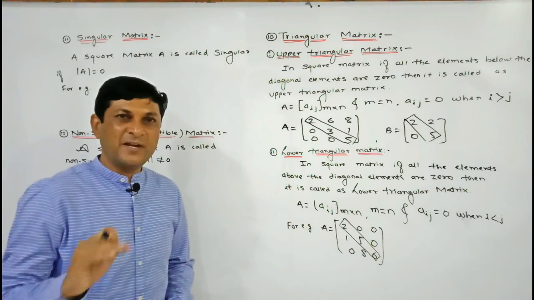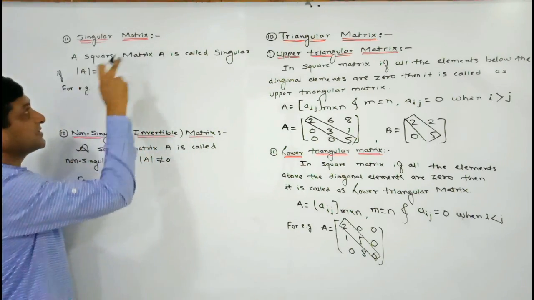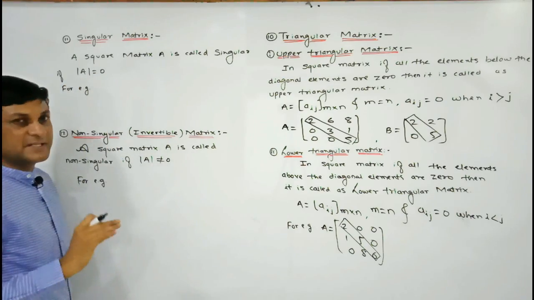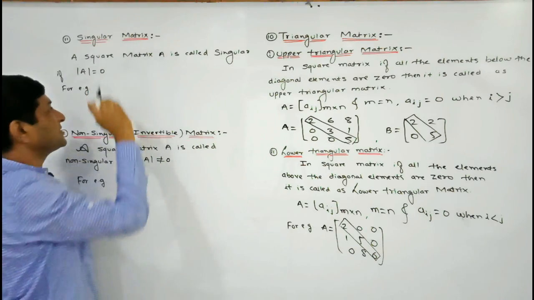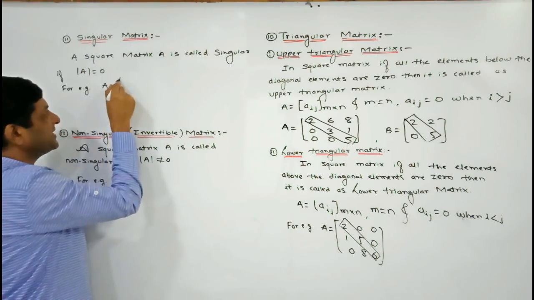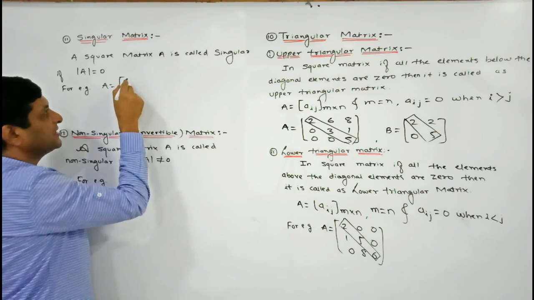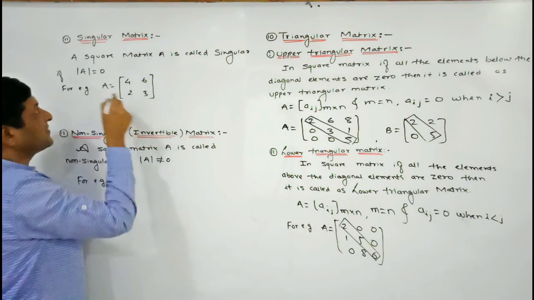Now we are discussing when a matrix is called what? Singular. If A is a square matrix such that its determinant is equal to 0, if this condition is satisfied, at that time that square matrix is called what? Singular. Consider one example. Let us suppose that A is a matrix whose elements are say 4 3 6 2. Now we are finding the determinant.